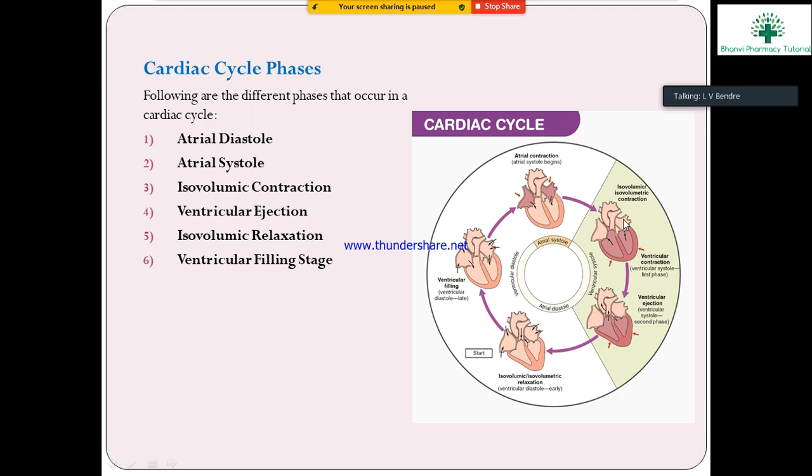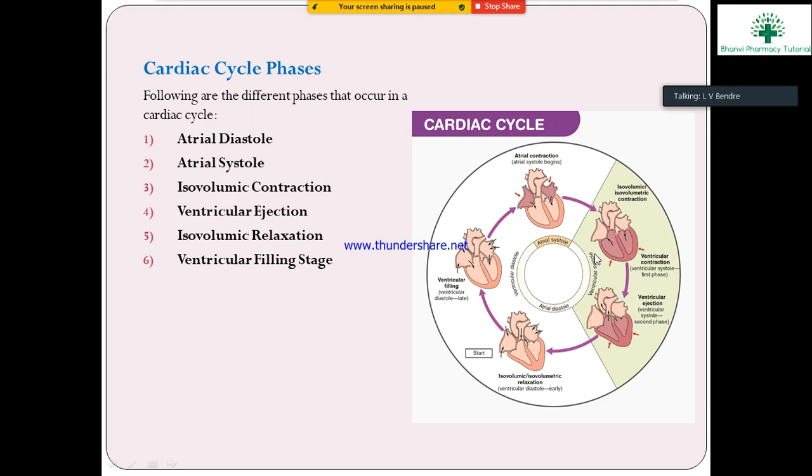The second is isovolumetric contraction. You see the diagram. First atrial contraction takes place, and after that the isovolumetric contraction. Isovolumetric contraction means the blood goes from the atrium to the ventricles. You see the arrow marks here, inside the ventricles, inside the atrium, and outside the ventricle. This is the process of atrial systole.